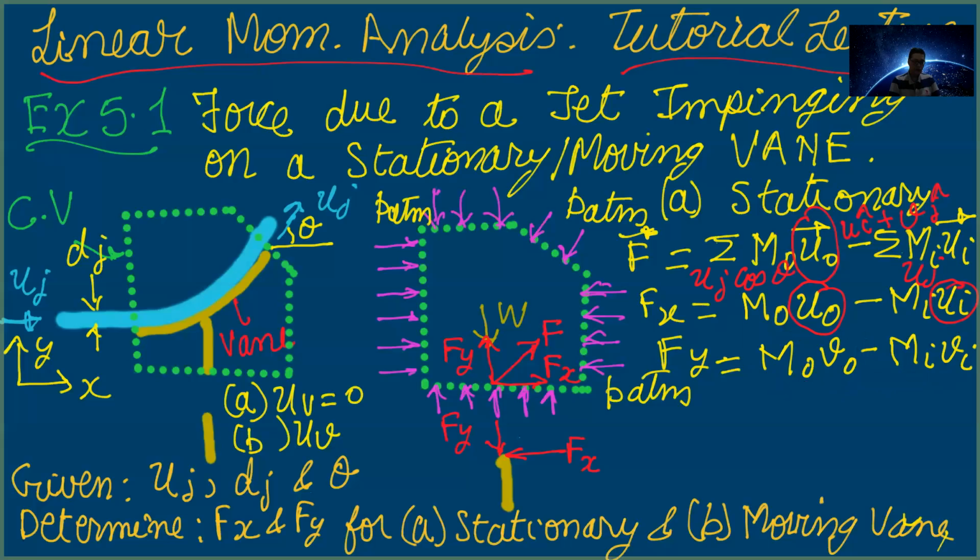Now, you can see that to calculate Fx, we need the horizontal velocity. The horizontal velocity at the outlet is uj cos theta, and the horizontal velocity at the inlet is uj, which is the jet velocity. If you look at the vertical velocity at the outlet and inlet, the vertical velocity at the outlet is uj sin theta, whereas the vertical velocity at the inlet is 0, as shown.